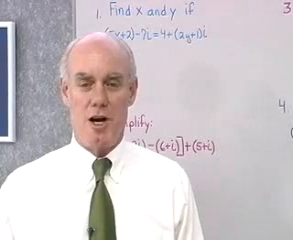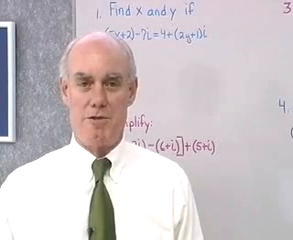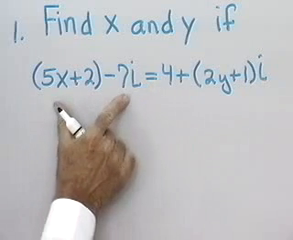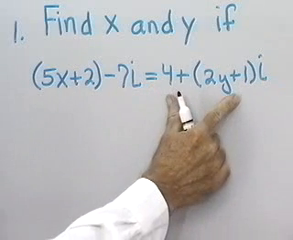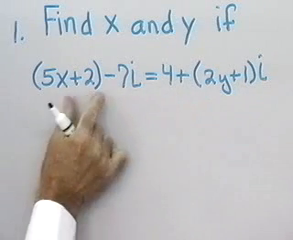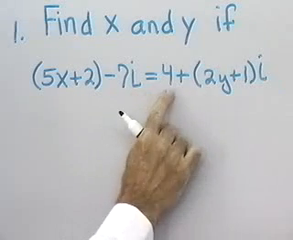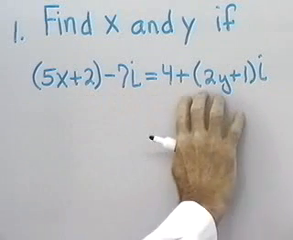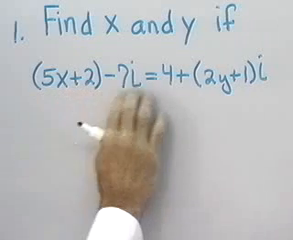In this section, we're going to look at complex numbers from an algebraic point of view. Here's our first problem. We want to find x and y if this complex number is equal to this complex number. Now this number has the form a plus b times i, and this has the form c plus d times i. And the only way two complex numbers can be equal is if their real parts are equal.